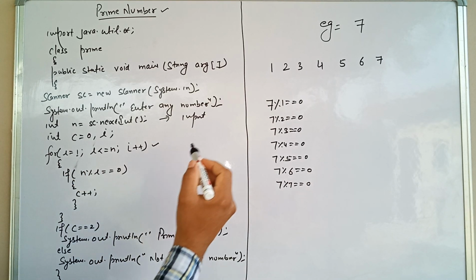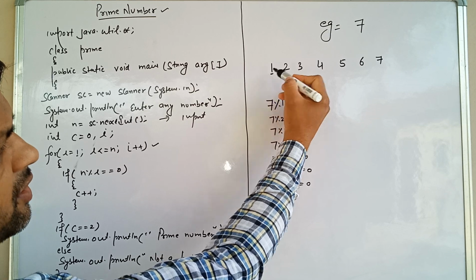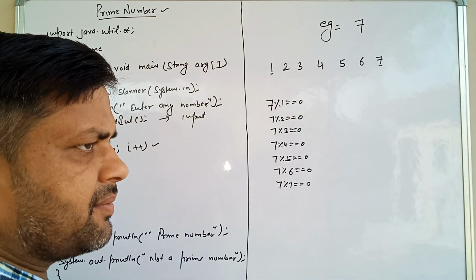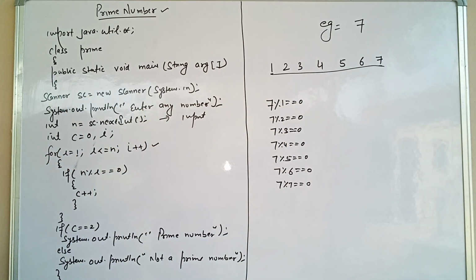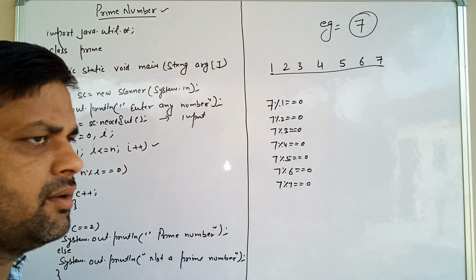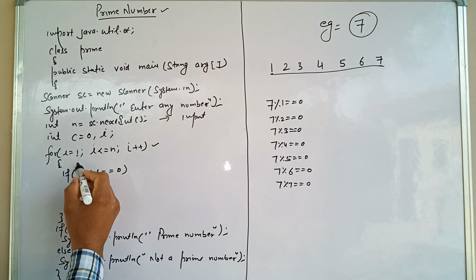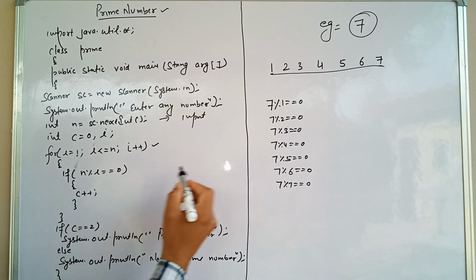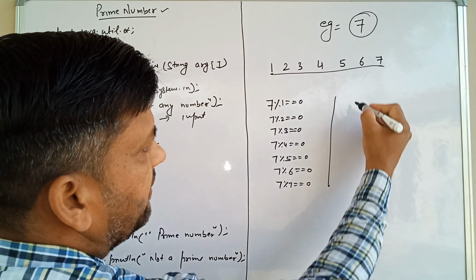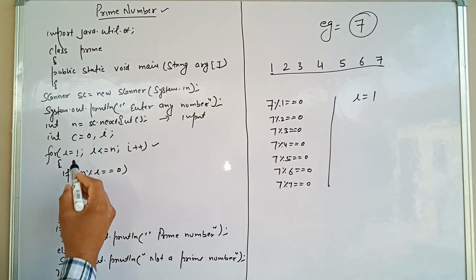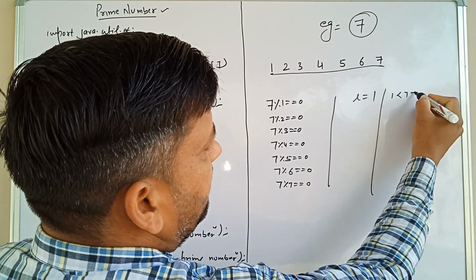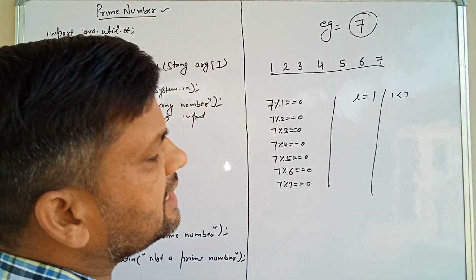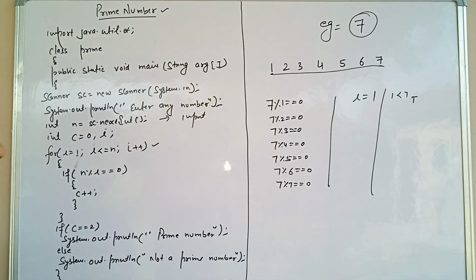Why have I started from 1? Because I want to start the division from 1 to the number itself. Whatever the possible values are within this range, I will divide this number by all the values. First, at the beginning, I will be 1. So when the condition is checked, 1 less than 7, this condition will be true. If it is true, it will come inside the loop.